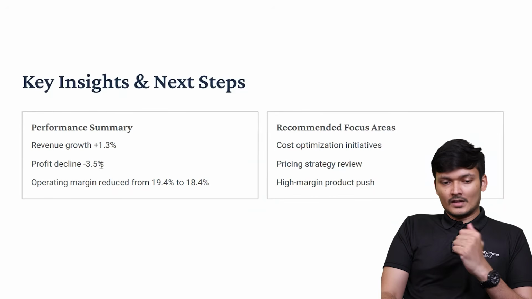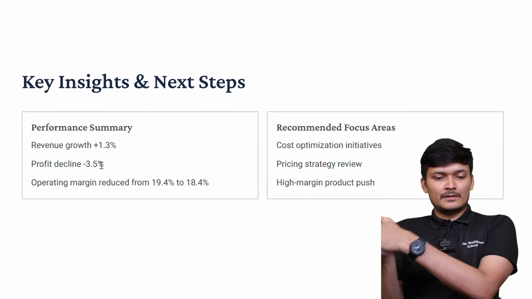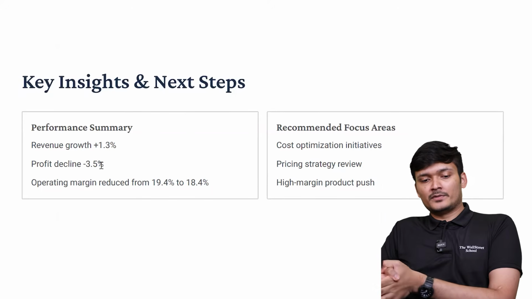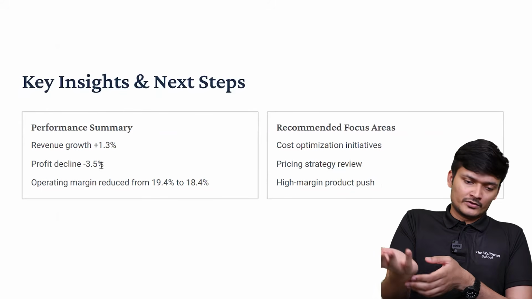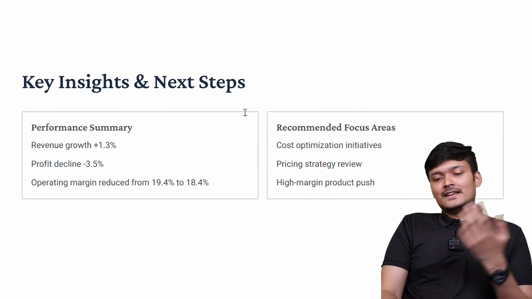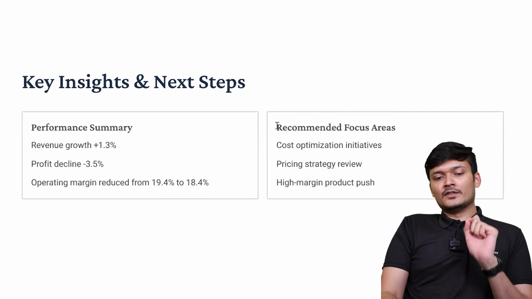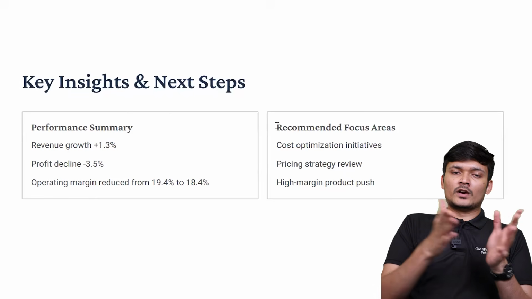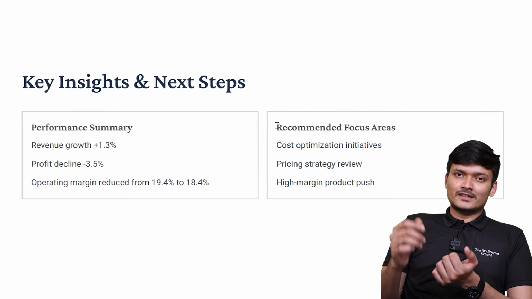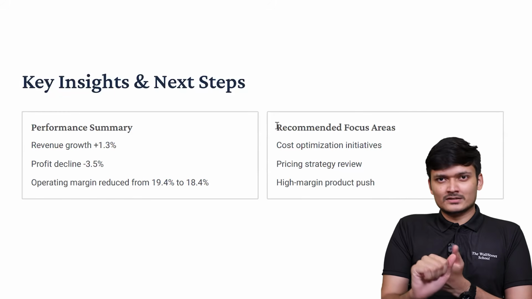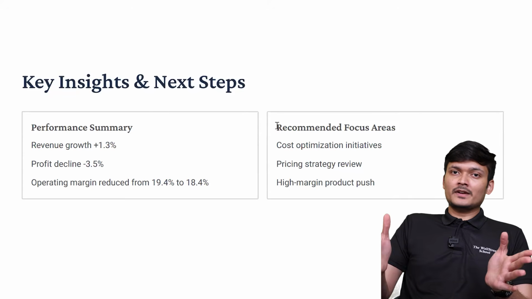And on the last slide, you can see over here the performance. Revenue has grown by 1.3%, profit has declined by 3.5%, and operating margin has also reduced from 19.4 to 18.4, which you can see over here. And then see, this is the part we did not ask Gamma to do, but it was able to figure out the context of what you are trying to do. We only asked it to give us the visualization. Here is the text, here is a table, create a chart out of it, give me a presentation.